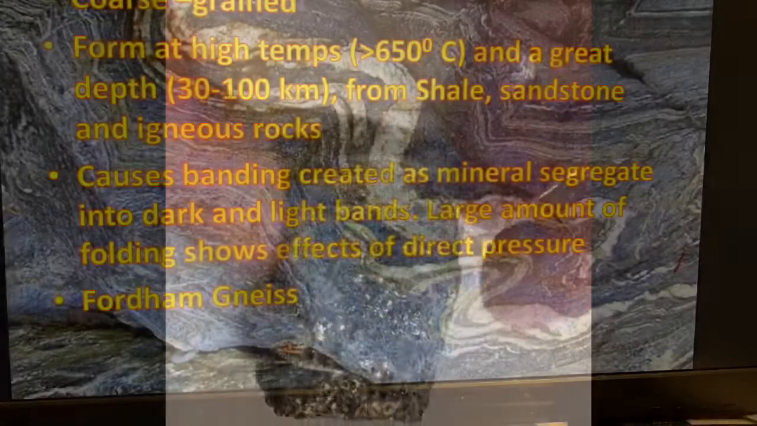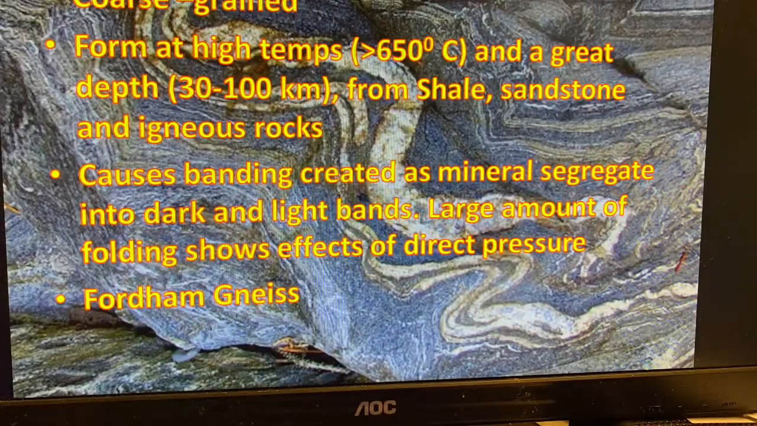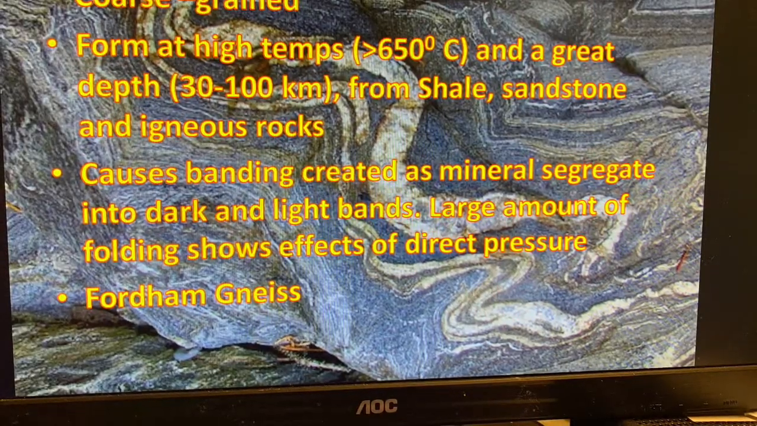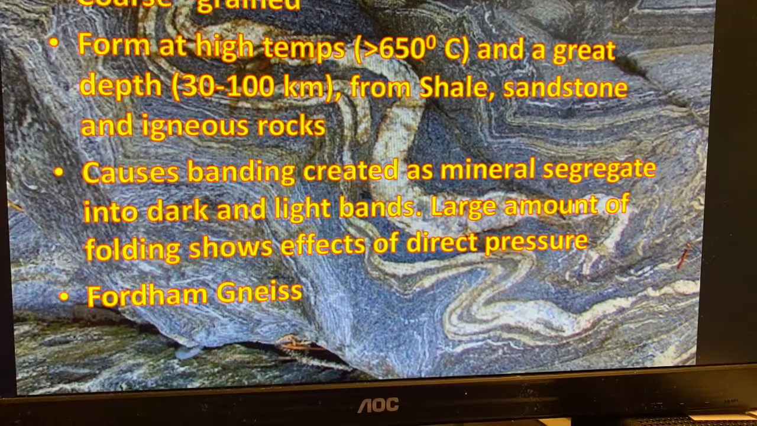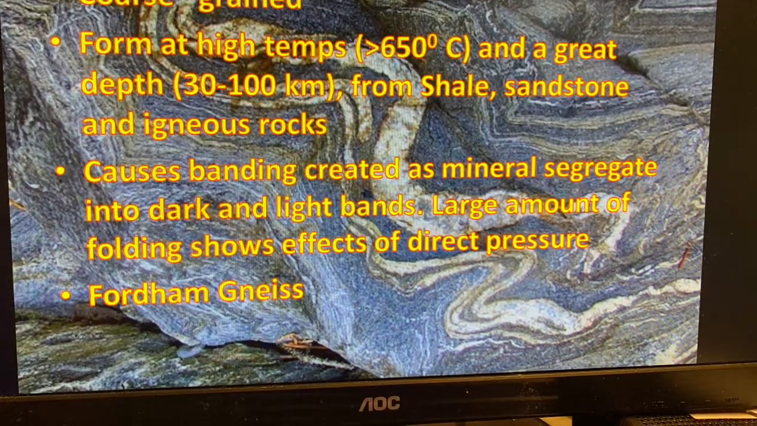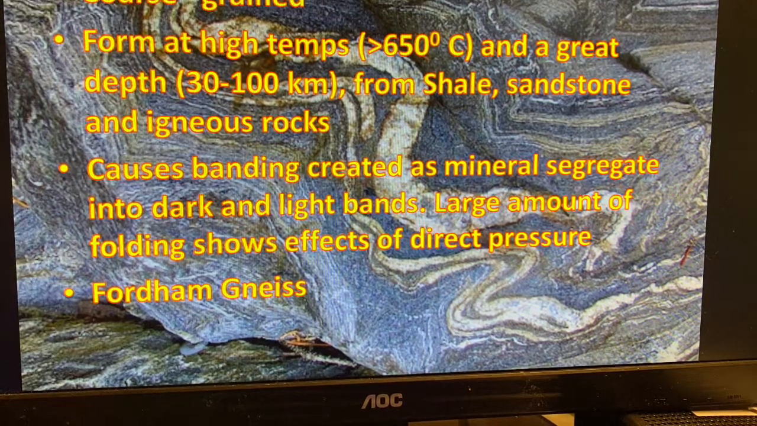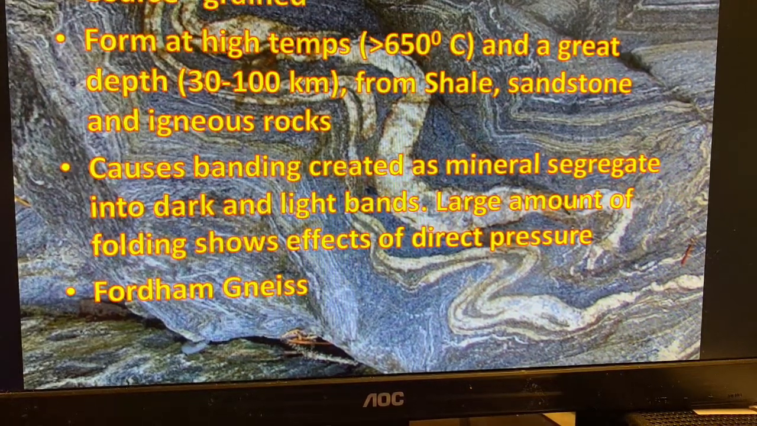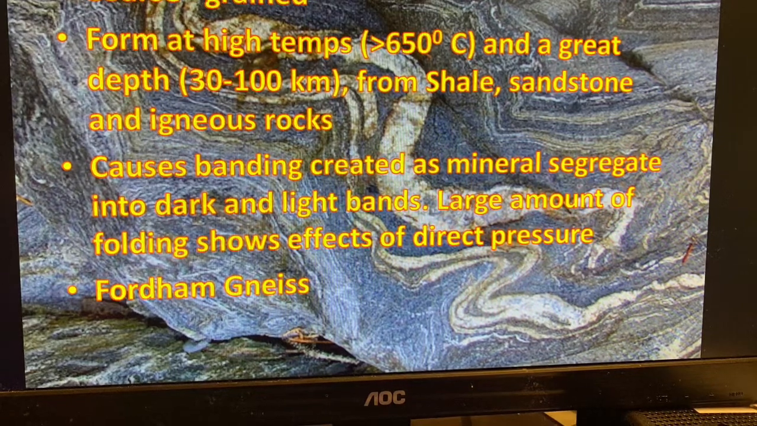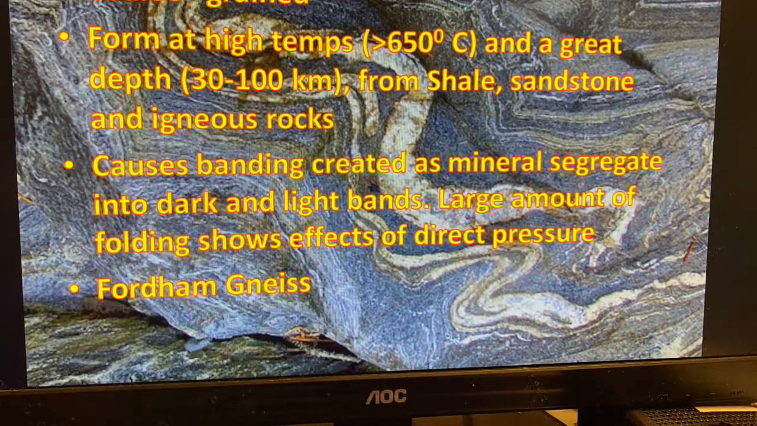I said schist. The last of the regionally formed metamorphic rocks is what we call gneiss. This is how this word is pronounced. I know it's got a G in front of it, but it is pronounced gneiss. Gneiss is a coarse-grained metamorphic rock. It forms at extremely high temperatures and great depth, and it can form from just about any type of rock, examples being shale, sandstone, and any igneous rock.